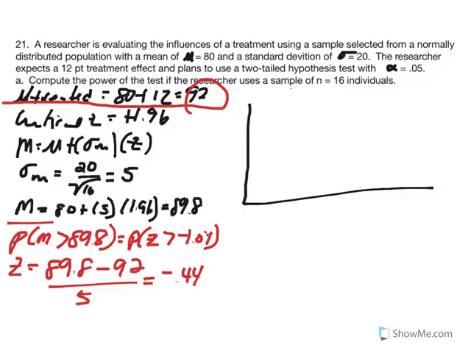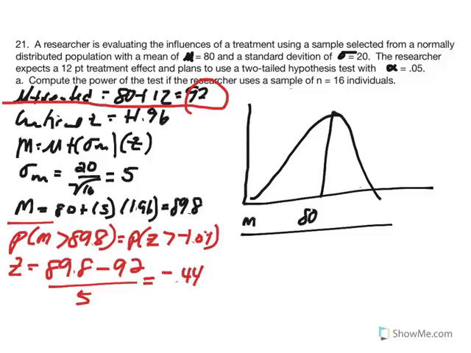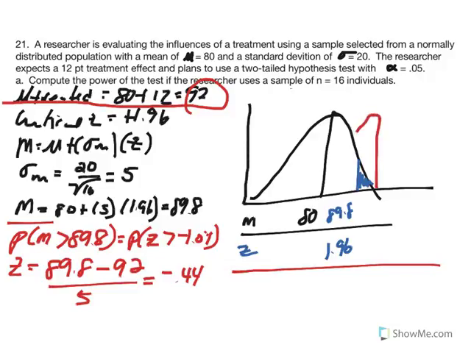So again, our original distribution with the mean equal to 80. We found what the Z value was for the critical region. That was 1.96, and that was 89.8, the critical region here. And then we have our treated population with mean equal to 92. And we want to find out the proportion of scores in the body. Again, we should expect a negative Z because of the location of that sample mean in relation to the treated.